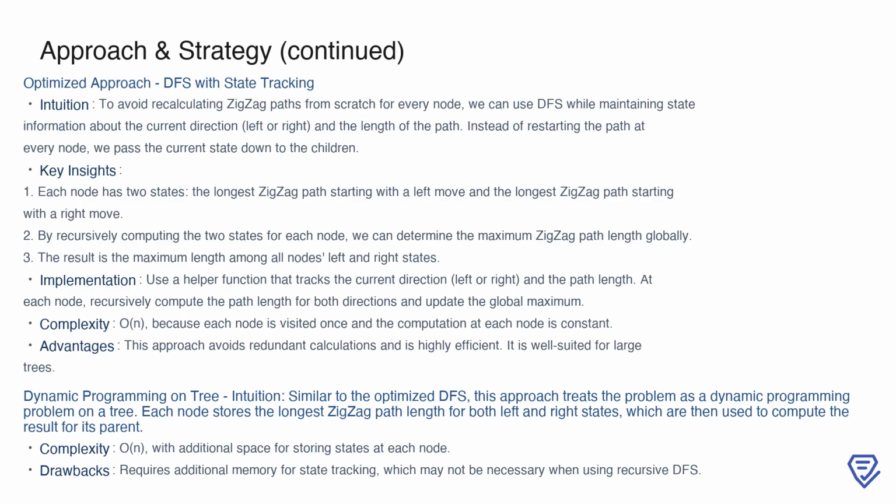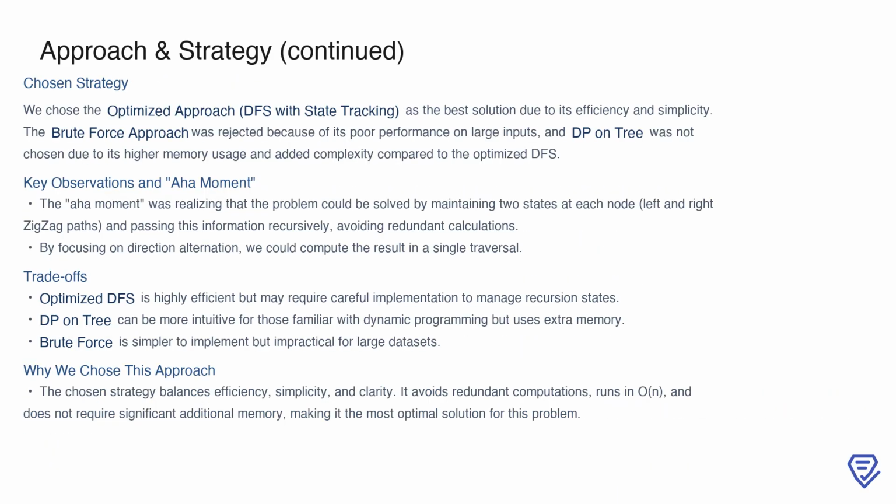While a similar result could be achieved with dynamic programming on a tree, that method requires extra space to store the states at each node, which the optimized DFS avoids. After evaluating the different approaches, the optimized DFS with state tracking was chosen because it strikes the right balance between efficiency and simplicity.